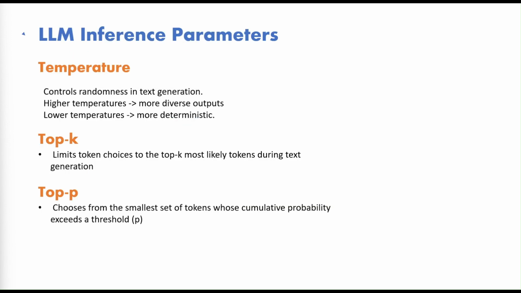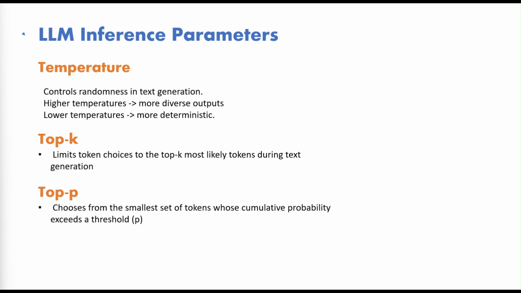Another way to change the LLM output is using inference parameters. For example, the parameter, temperature, controls randomness in text generation. Higher temperatures produce more diverse outputs, lower temperatures make results more deterministic. Another parameter is top K, which limits token choices to the top K most likely tokens during text generation. We will go over additional LLM parameters in the Model Builder lesson.